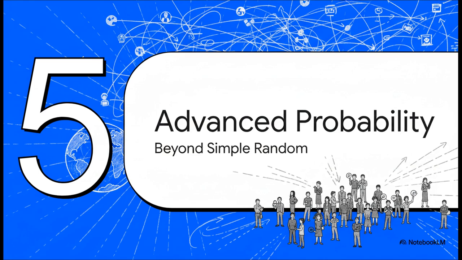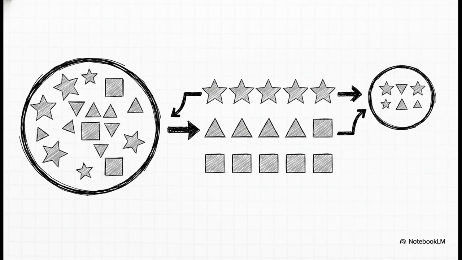Let's move to Section 5, Advanced Probability, and see how this builds beyond simple random methods. This brings us to stratified sampling. Look, if your population is highly heterogeneous, which just means it's full of very different types of units, a simple random sample might actually accidentally miss a crucial minority group entirely. So what you do is divide the population into homogeneous subgroups, which we call strata, first. Then you draw a random sample from inside each of those subgroups. This virtually guarantees that you obtain a perfectly representative slice of a really complex population.